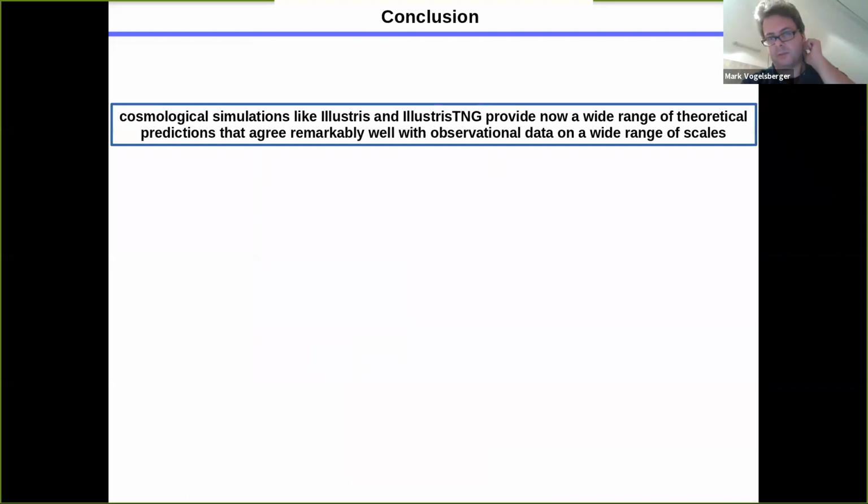Good. So then I come to my conclusions. I keep this very short. I hope I could convince you that the most recent large volume simulations now work pretty well in reproducing observational data. I only showed you a few examples, but you can go to the Illustris or IllustrisTNG website or the Eagle website or any other of these projects to see that these effective models do a pretty good job in reproducing a lot of observational data.